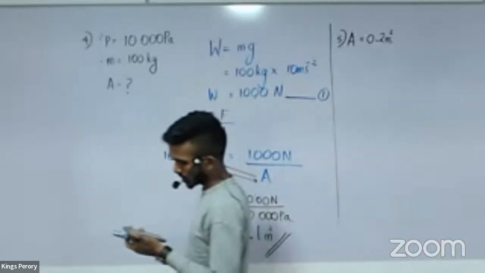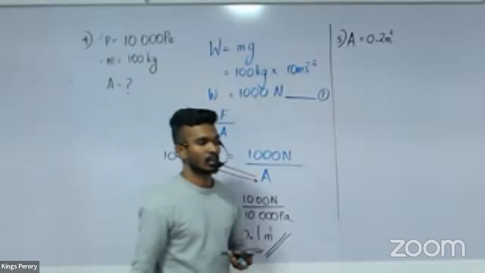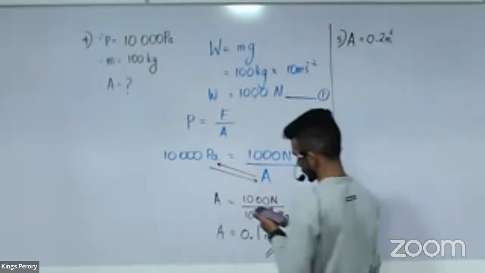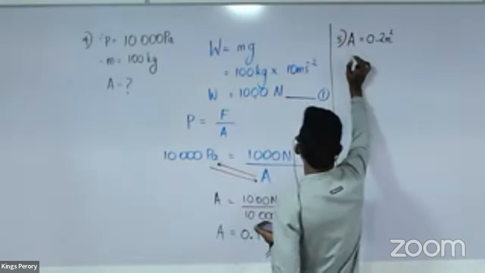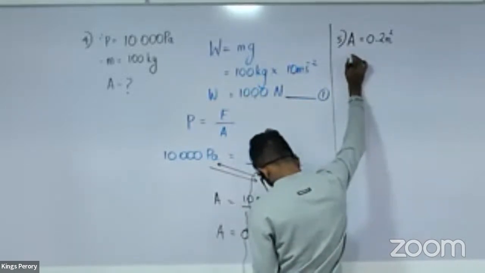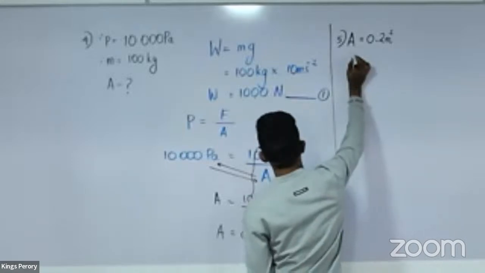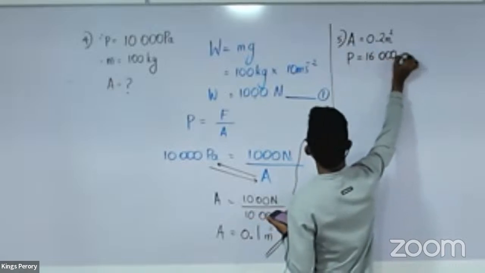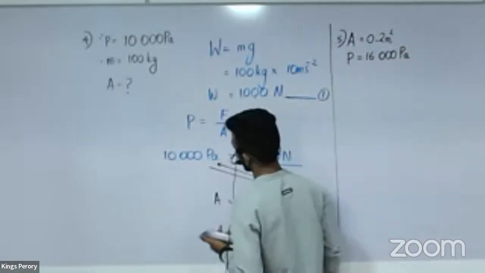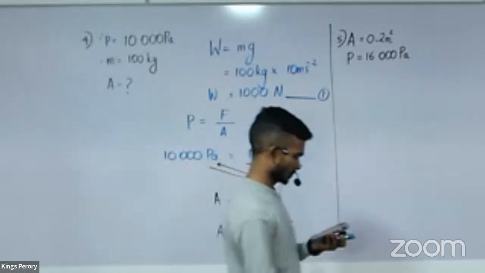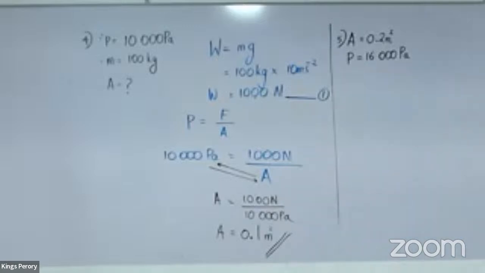The maximum pressure that the soil can withstand is 16,000 Pascal.